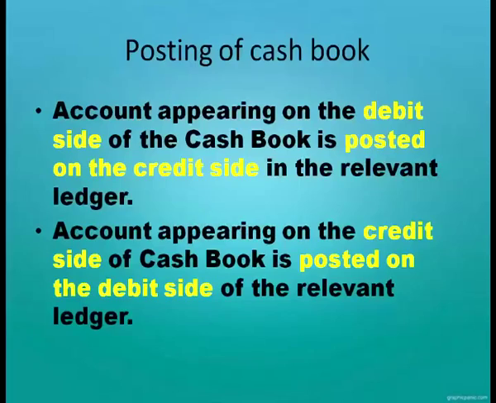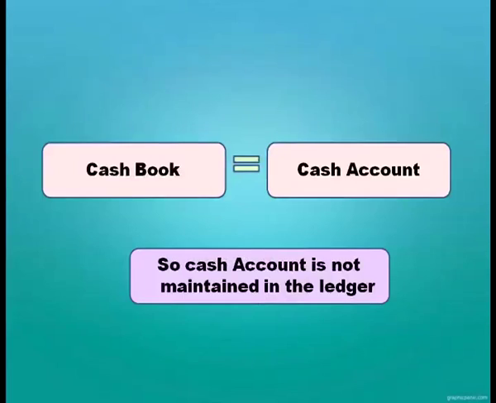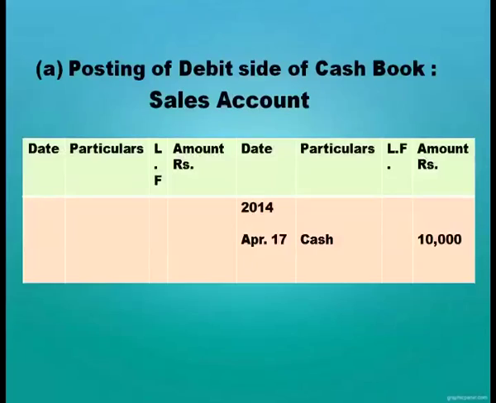Then, how will you post the cash book? Account appearing on the debit side of the cash book is posted on the credit side in the relevant ledger. Account appearing on the credit side of the cash book is posted on the debit side of the relevant ledger. Cash book is a form of cash account. So, no cash account is maintained in the ledger. Posting of the debit side of the cash book. Here we have cash account debit to sales as an entry. We have already posted in the cash book.